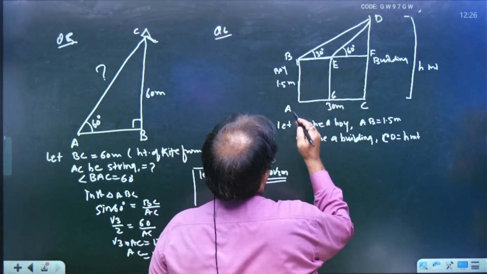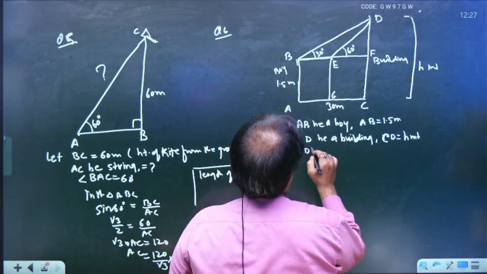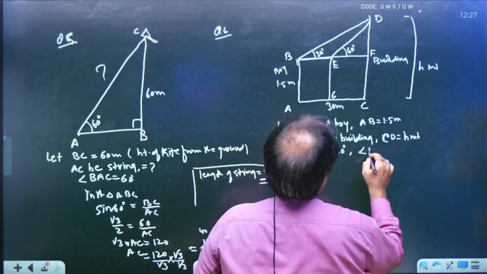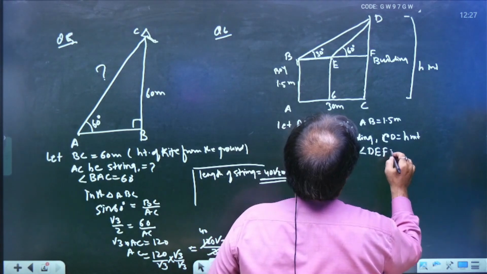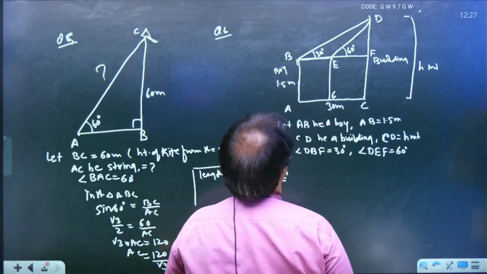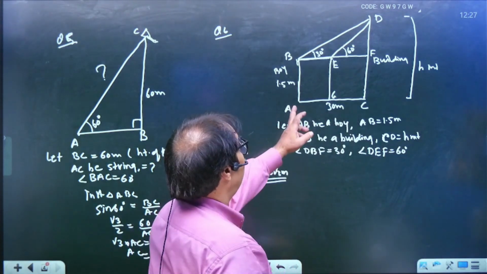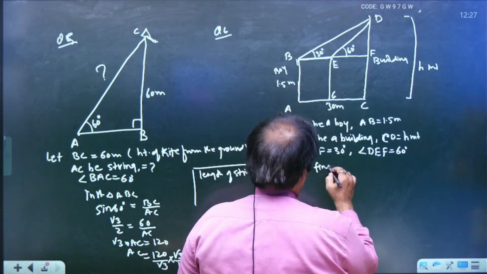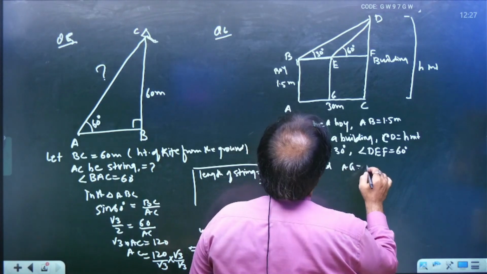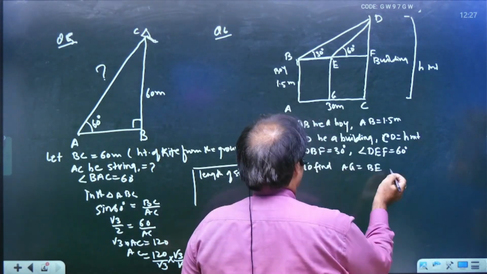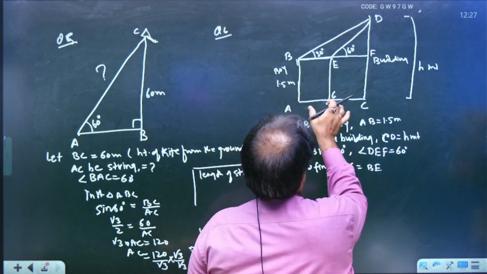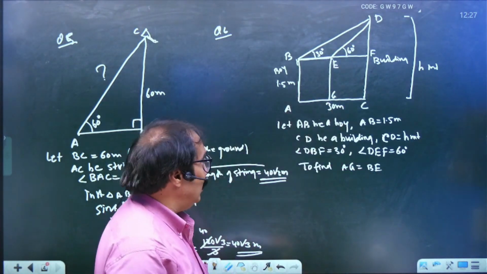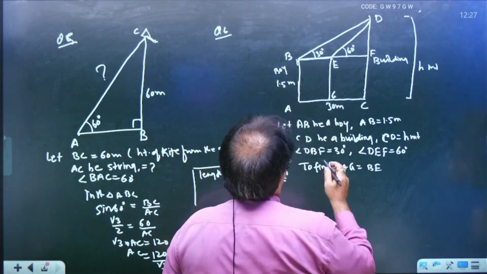Now what is given? Angle DBF is equal to 30° and angle DEF is equal to 60°. Then what do we have to find? We have to find AG or BE, either this side or this side, because both are equal. It forms a rectangle and opposite sides of a rectangle are equal. Now we come to the solution.